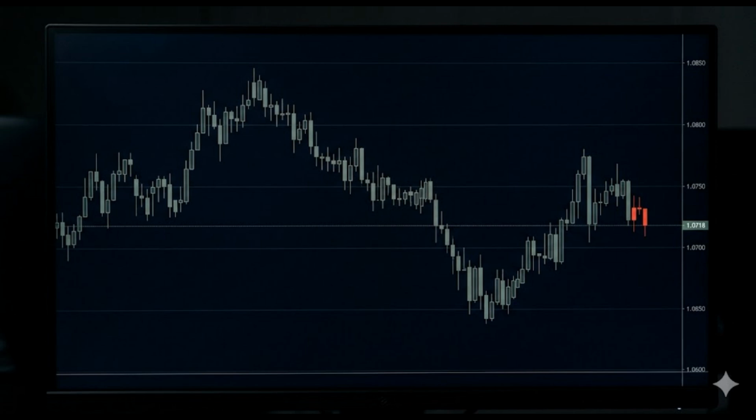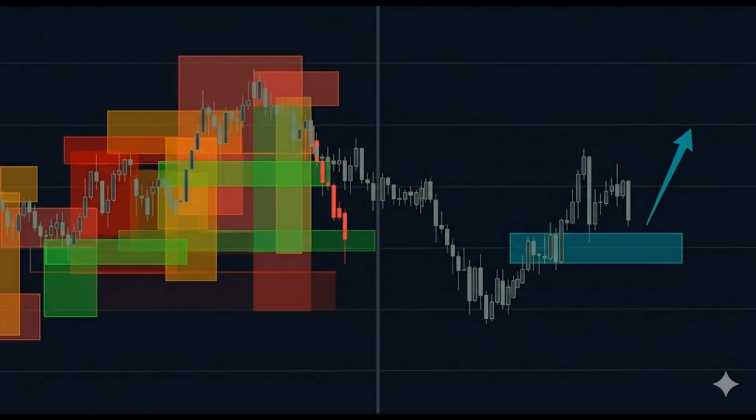I am running the 7-step framework on a real pair, on today's structure, and I do not know where today's session closes. What I do know is the process, and the process is the same whether the trade works or not. Before I touch this chart, I want to be clear about something. The goal of this video is not to show you a winning trade. The goal is to show you a complete, honest process.